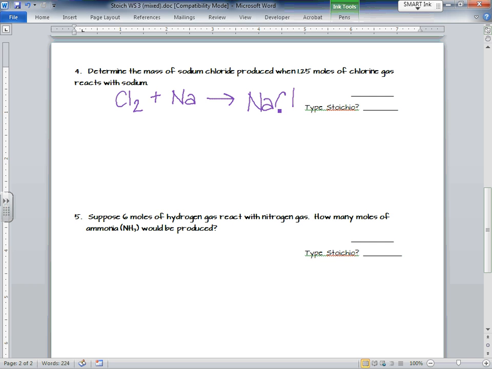There we go. I need to balance my equation. Because I have 2 chlorine on the reactant side, I need a 2 in front of NaCl and also a 2 in front of the sodium. Now that it is balanced, I can continue with my equation.